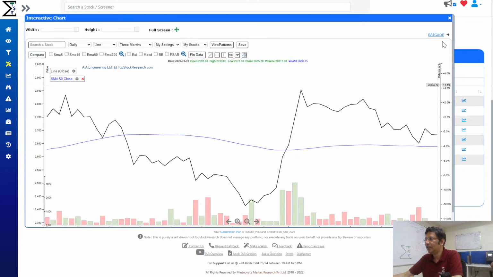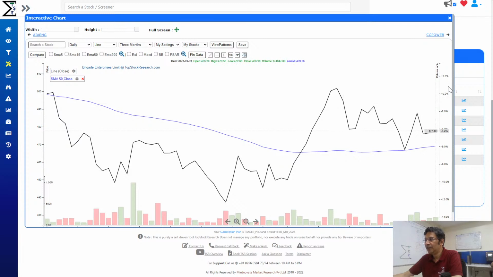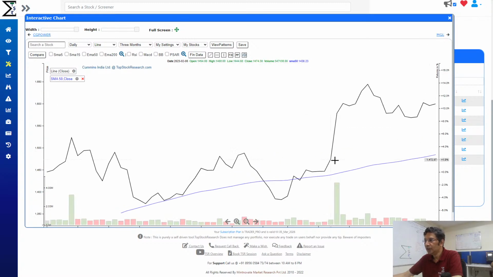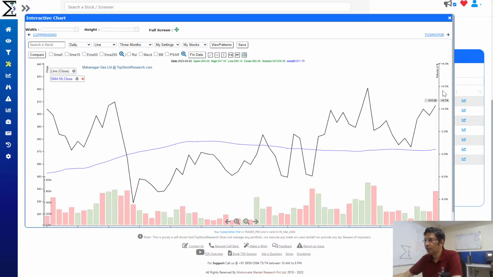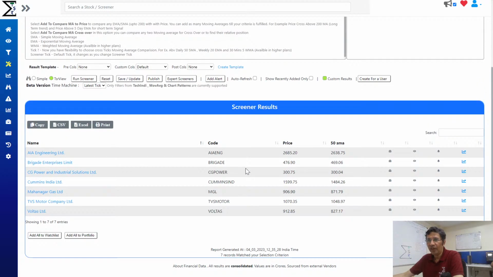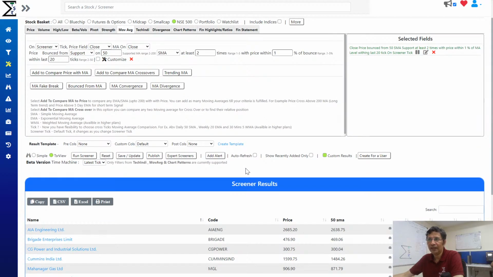When you look at this, there are a few examples which are coming down here. It bounced from this level. Again, it bounced from this level. So there are certain examples where it is bouncing from that level, whatever period you have set. Similarly, it is bouncing from that level. So the tool will help you filter out these stocks which are bouncing from that level.